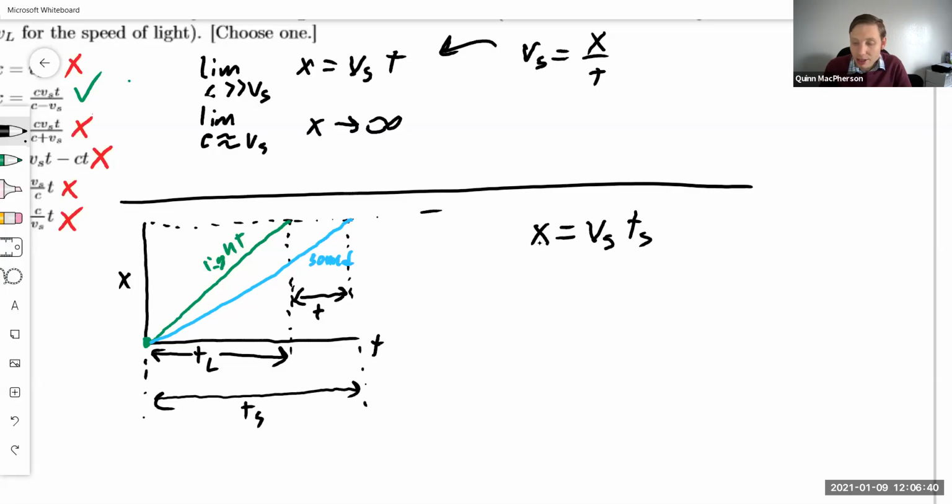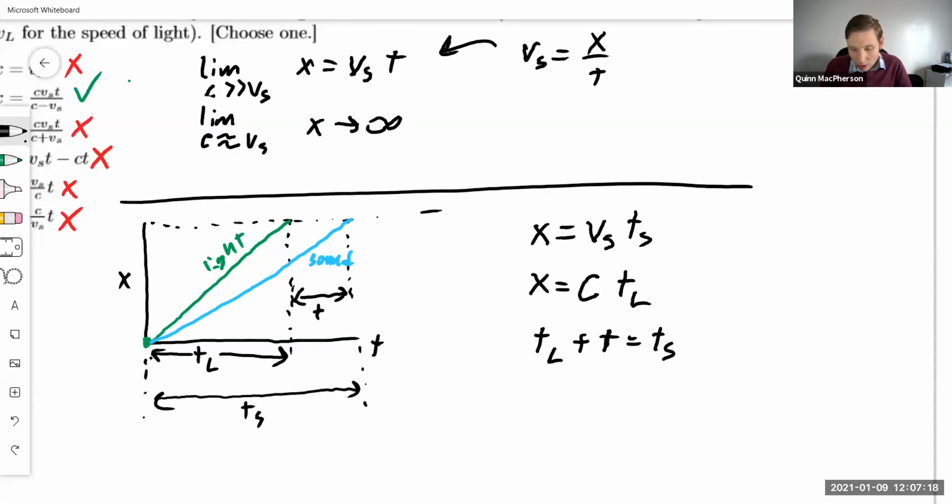Okay, so x is, this is basically distance equals rate times time for the sound. We can also do distance equals rate times time for the light. So x is also equal to v light, except v light is written as c conventionally, so let's write that as c times t light. And we also know that t light plus t, just t, the thing we're given, equals t sound.